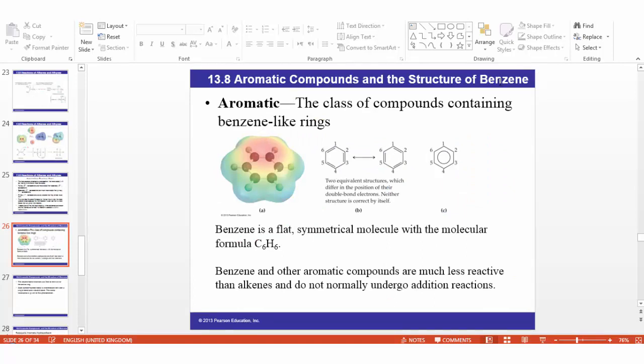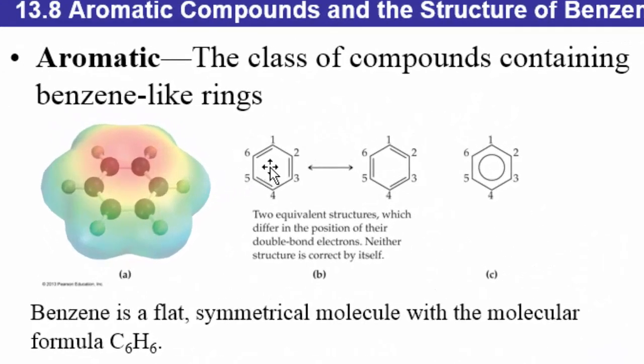Now, aromatic compounds and the structure of benzene. Aromatic is the class of compounds containing benzene-like rings. So, this is called the Kekule structure of benzene. You see here we have the double bonds at positions 1, 3, 5, or this way. These are two equivalent structures which differ in the position of their double bond electrons.